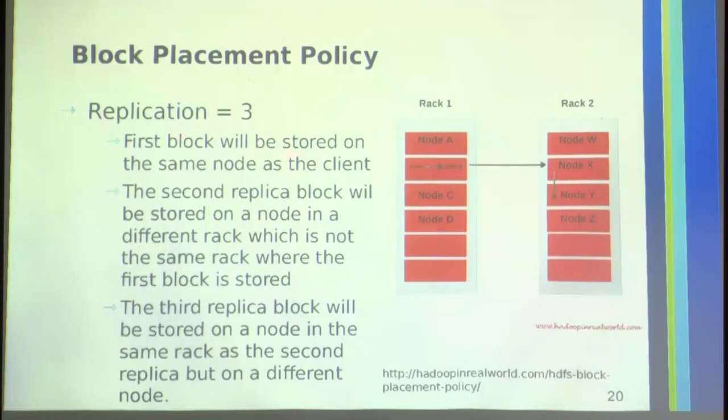So coming back to the block placement policy, with a replication equal to 3, the first block will be stored on the same node as the client. That's if the client is actually running on one of the nodes itself. The client might be coming from outside the cluster, it might not be running on the cluster. So then I think it picks a random node, a random rack and a random node.